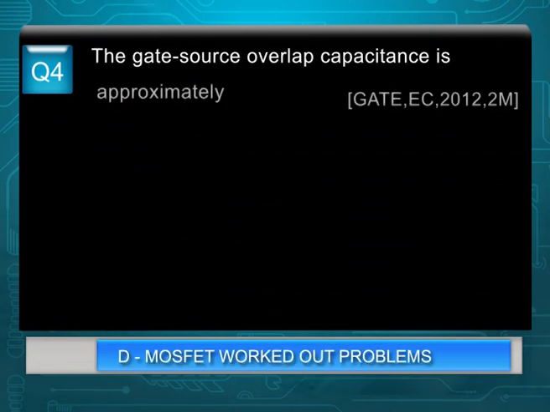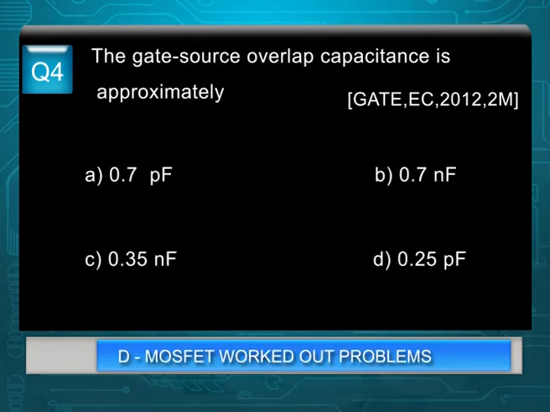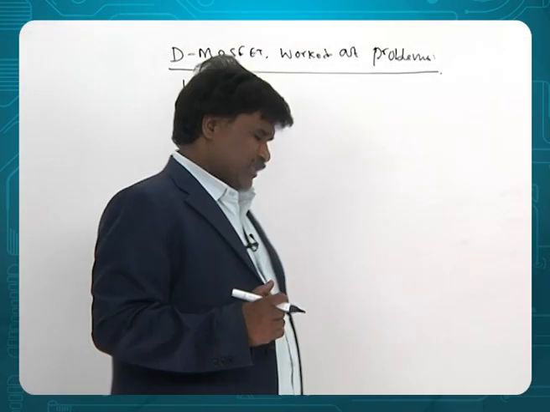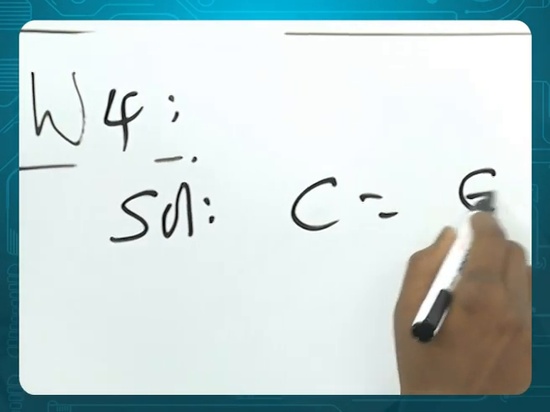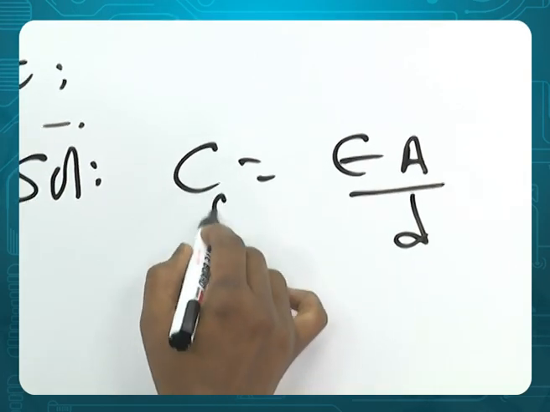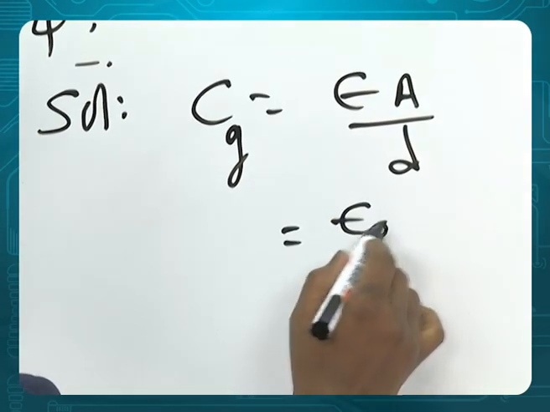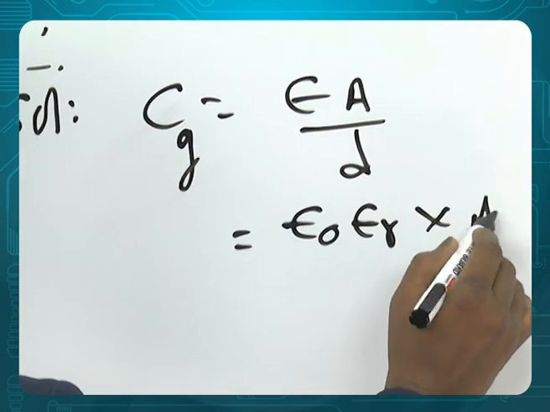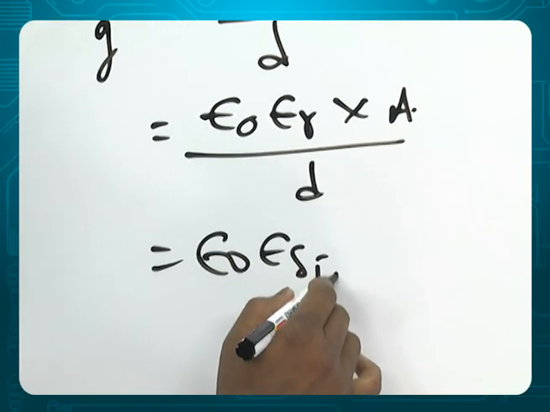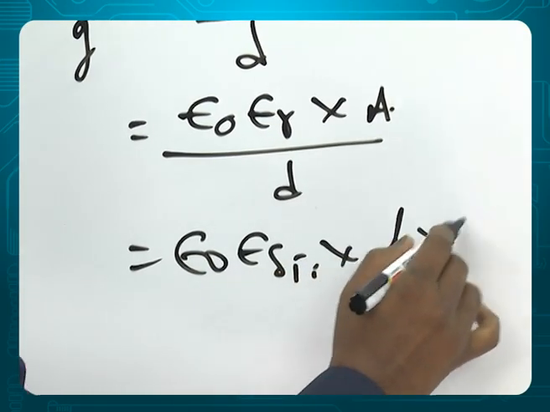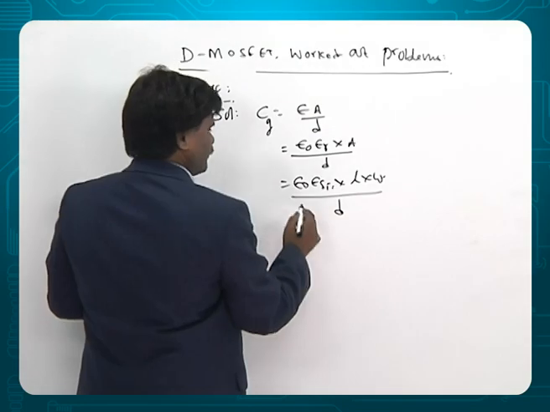Question number 4. The gate source overlap capacitance is approximately given by options 0.7 picofarad, 0.7 nanofarad, 0.35 nanofarad, 0.25 picofarad. Let's see the solution. C is epsilon A by D for gate. Epsilon naught, epsilon R, A by D. Epsilon silicon, L into W by D.